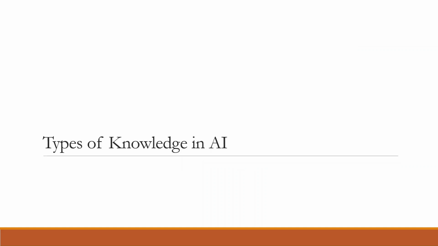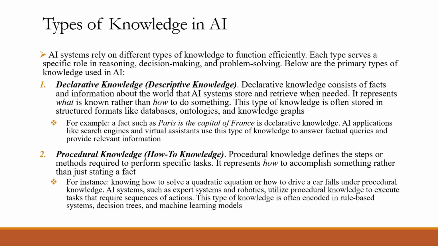Types of knowledge in artificial intelligence. Artificial intelligence systems rely on different types of knowledge to function efficiently. Each type serves a specific role in reasoning, decision making, and problem solving. And now we'll see the primary types of knowledge used in artificial intelligence.